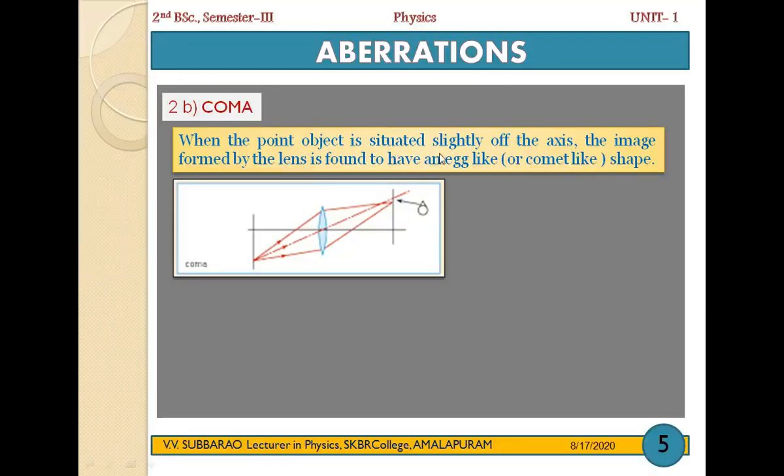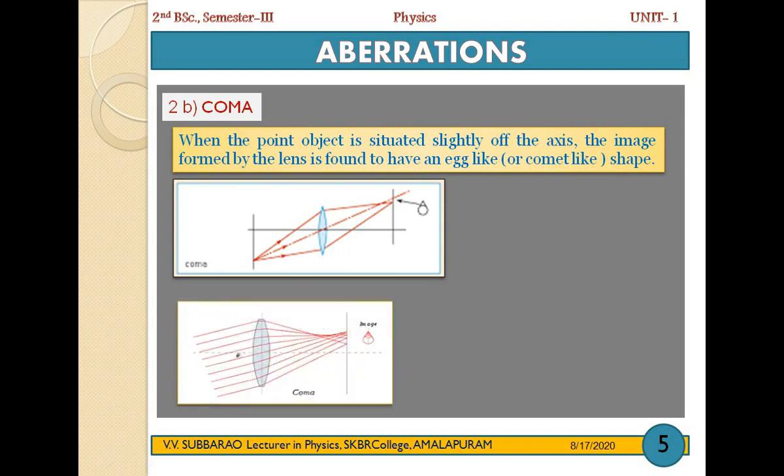Coma. When the point object is situated slightly off the axis, the image formed by the lens is found to have an egg-like or comet-like shape, and this defect is called coma. When a point object is placed slightly off the axis, then the image formed by the lens looks like a comet, and this defect is called coma.